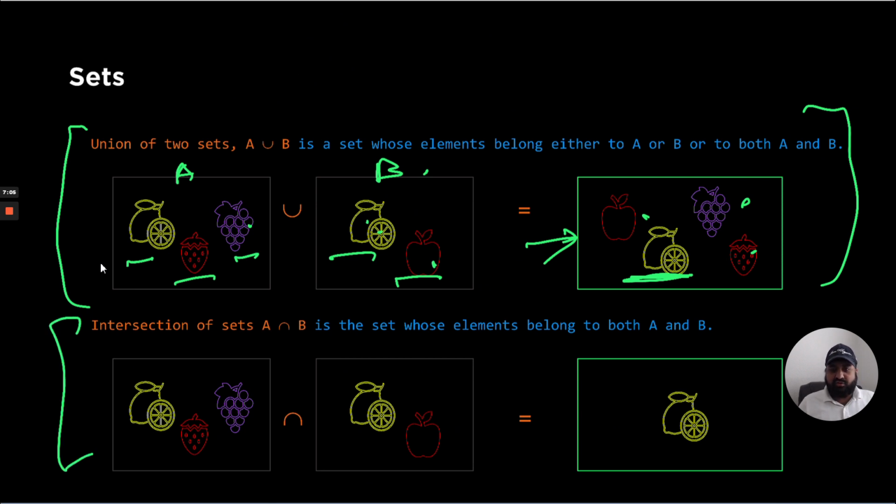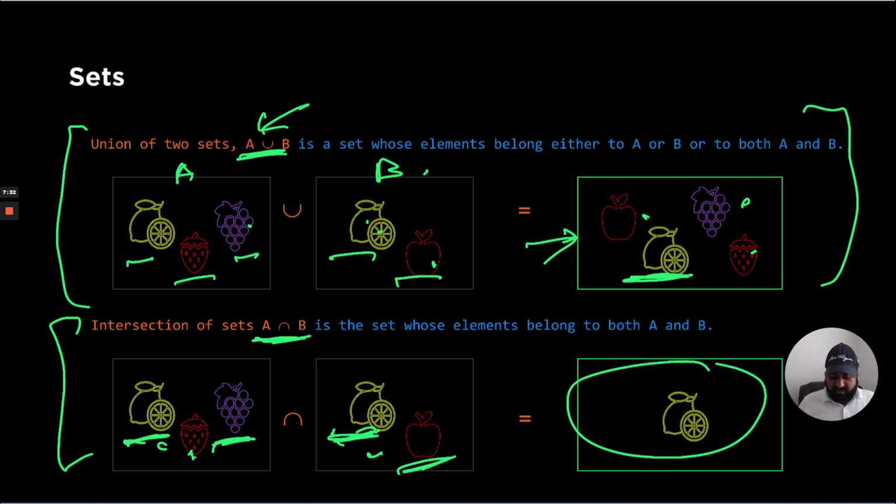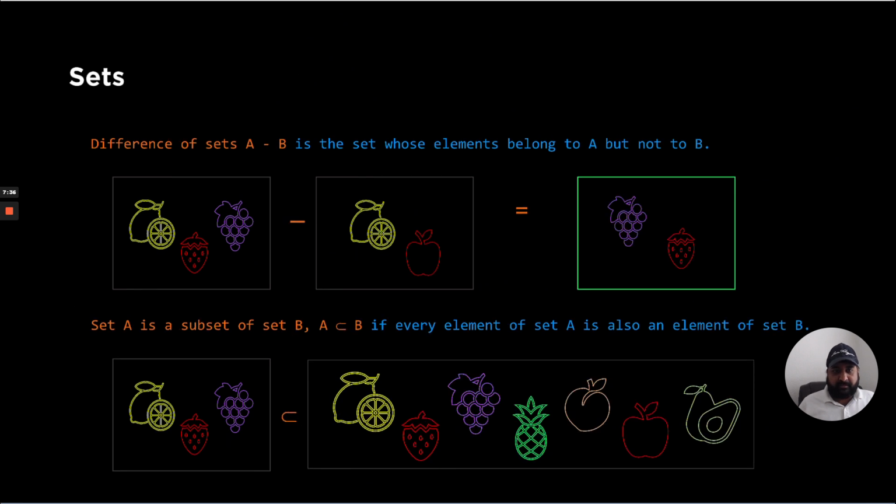Intersection is the set whose elements belong to both A and B. So what are the common elements? It's denoted by this symbol, which is A intersection B, while A union B is called the union of the sets. In this case, lemon is the only object common in both sets, because strawberry is in this set but not in this one, grapes is in set A but not in B, and apple is in set B but not in A. So technically the result of our operation will be a set that contains just the lemon.